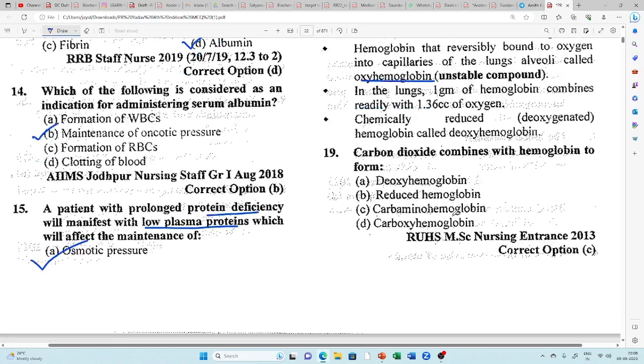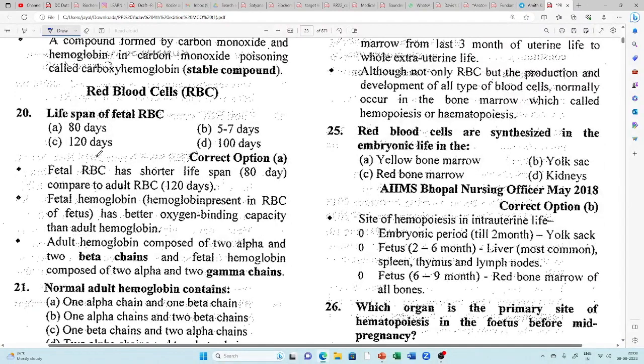Next, when carbon dioxide combines with hemoglobin, it is known as carbaminohemoglobin, not carboxyhemoglobin. That is carbaminohemoglobin.